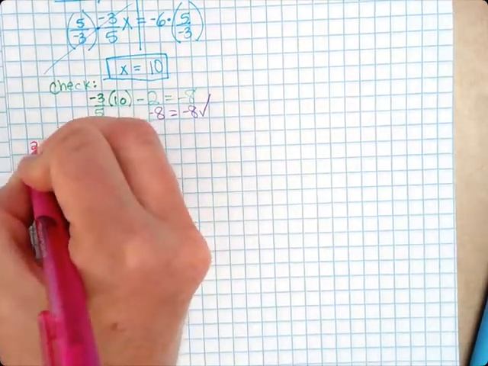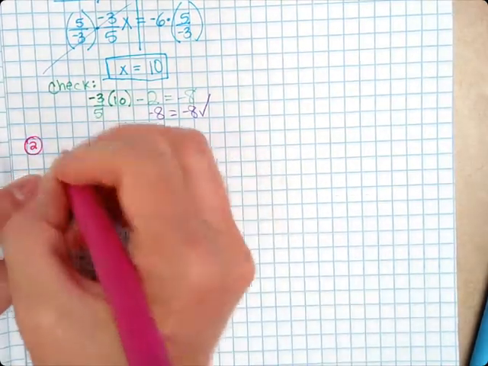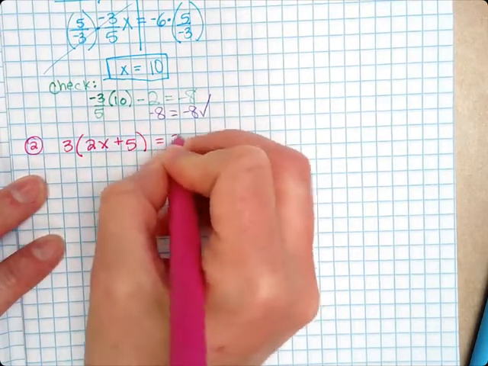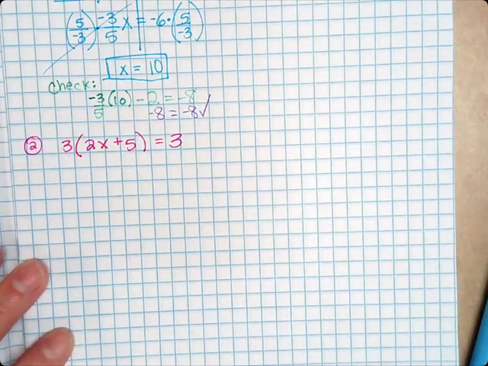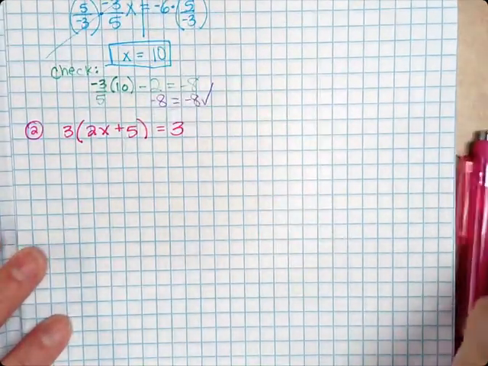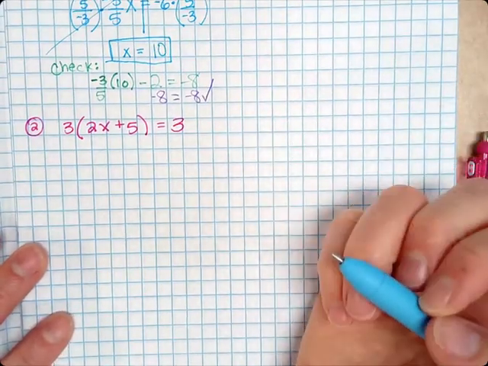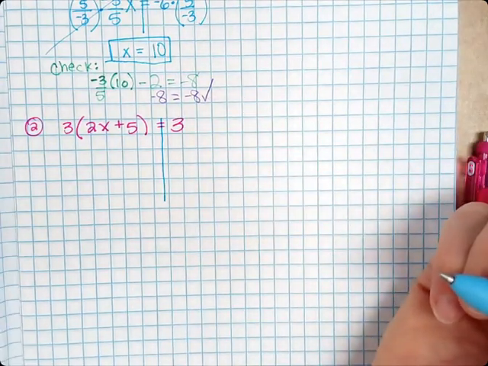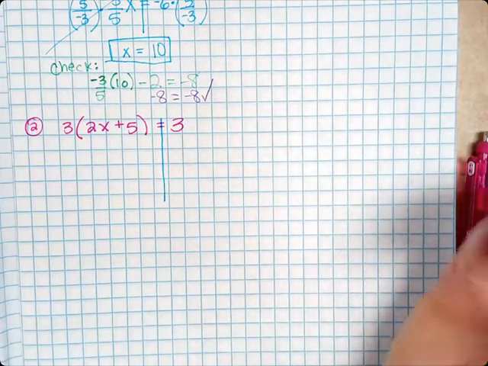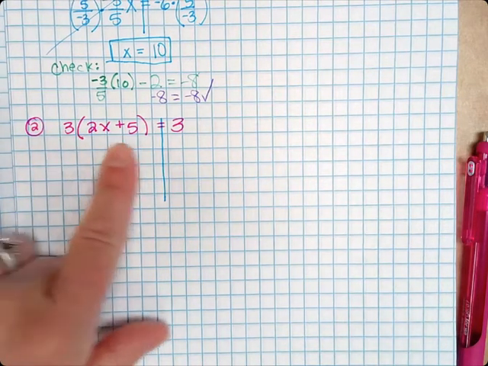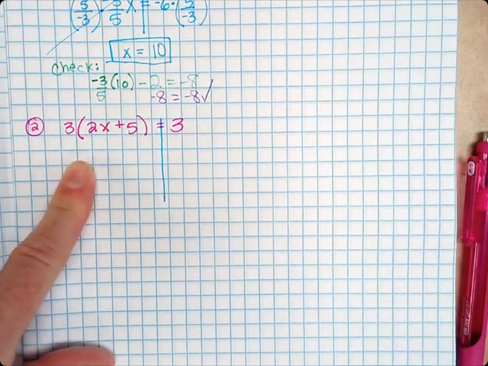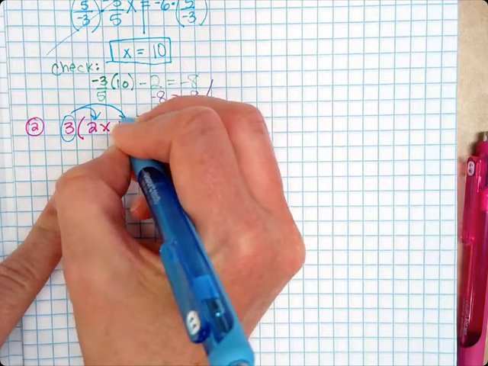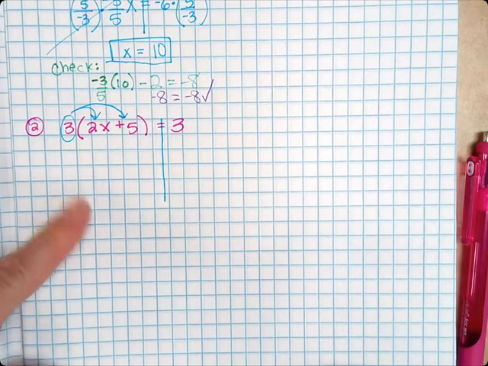Okay, let's do second problem. 3 parentheses 2x plus 5 equals 3. This is different than the ones we've done so far because we have distributive. So that's our first step. We're going to distribute the 3 across. And then we'll solve it.